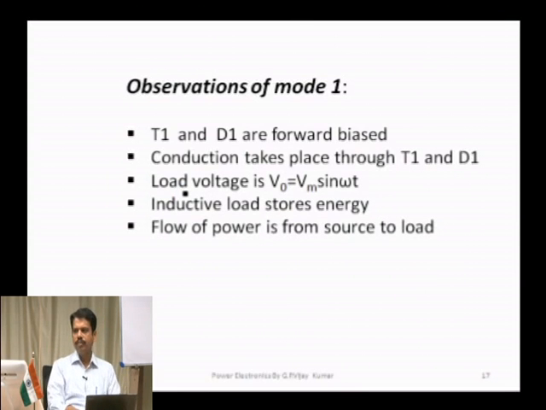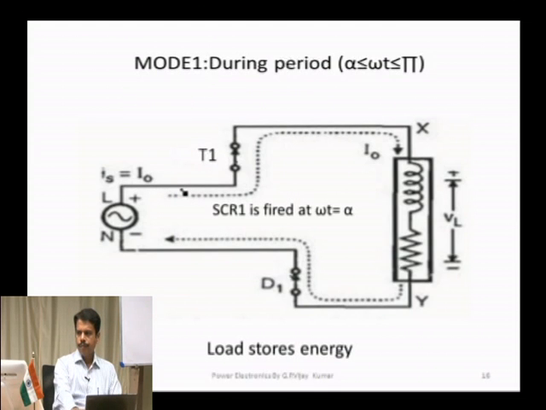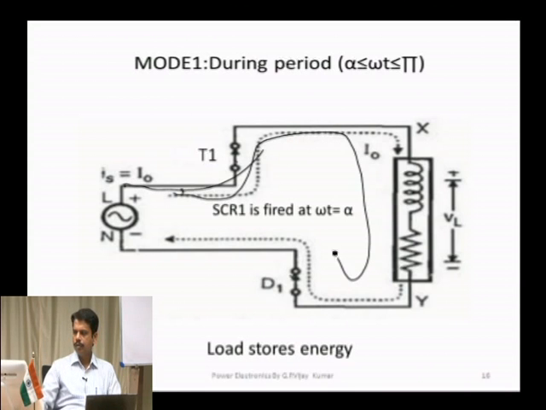So, what are the observations you made in mode 1? T1, D1 are forward biased, and conduction takes place through T1 and D1. The load voltage is given by V naught is equal to V sin omega t, that is, the supply voltage appears across the load. The inductive load stores energy, and the flow of power is from source to load.